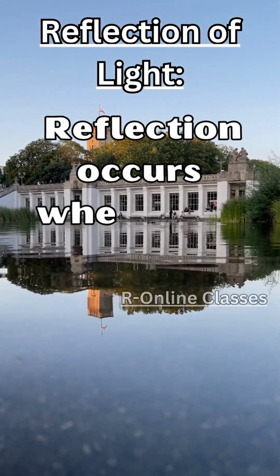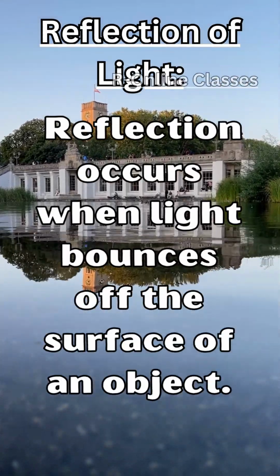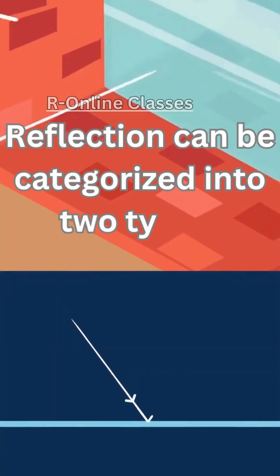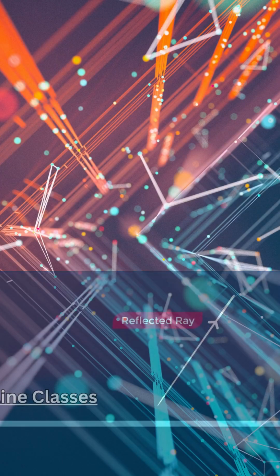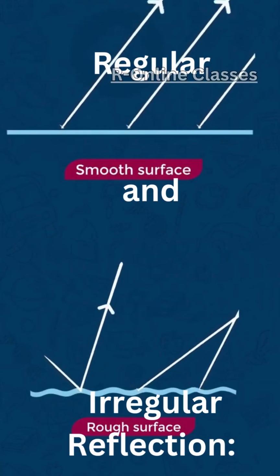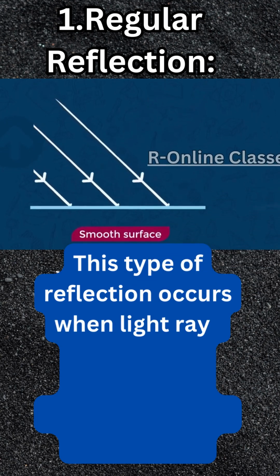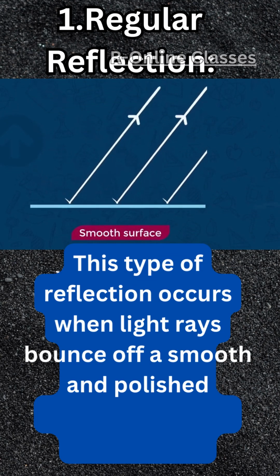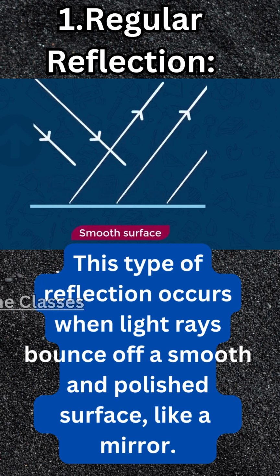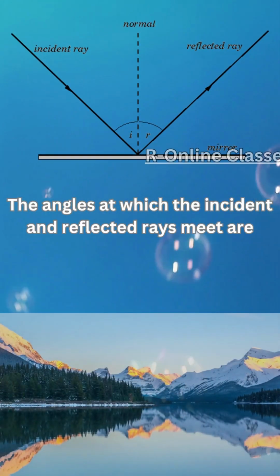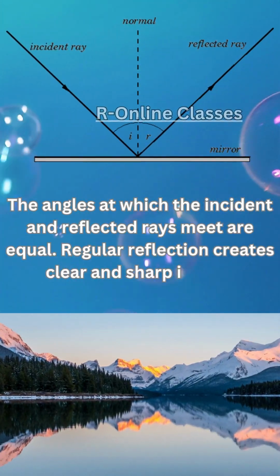Reflection of light. Reflection occurs when light bounces off the surface of an object. Reflection can be categorized into 2 types, regular and irregular reflection. 1. Regular reflection. This type of reflection occurs when light rays bounce off a smooth and polished surface, like a mirror. The angles at which the incident and reflected rays meet are equal. Regular reflection creates clear and sharp images.